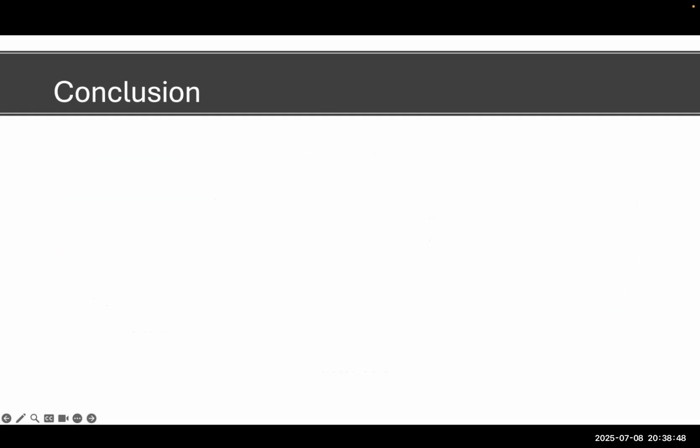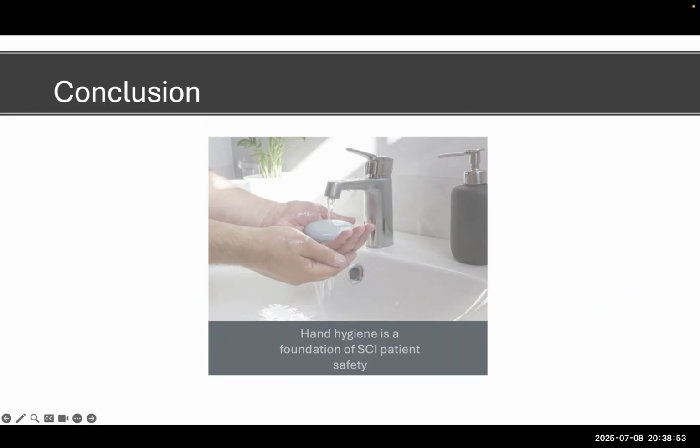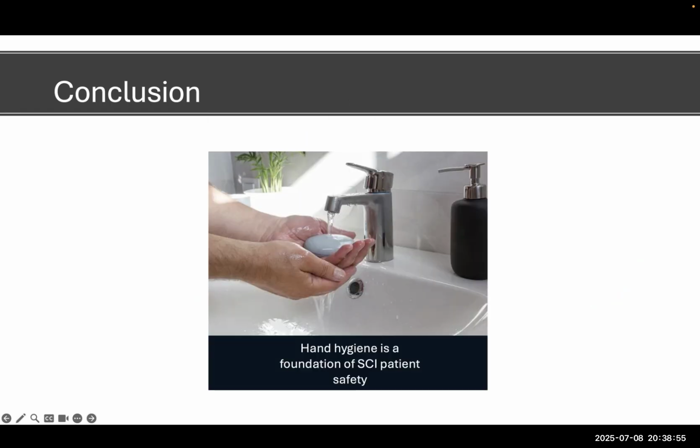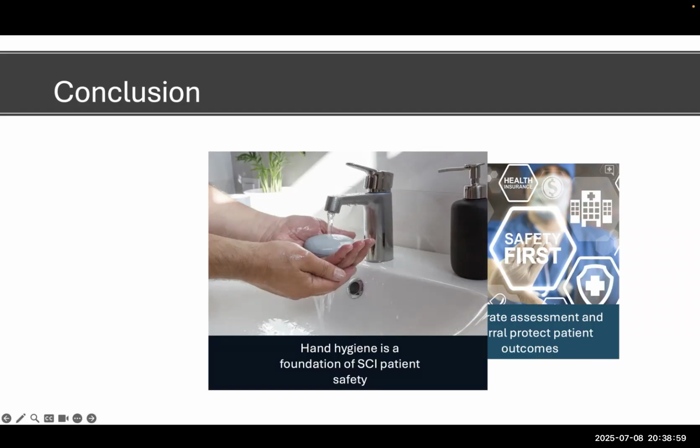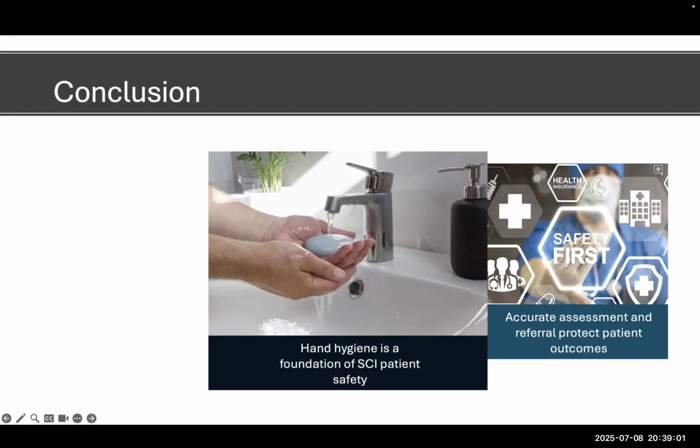So, what are our takeaways? Hand hygiene is the first and often most powerful step in preventing infection in SCI patients. Its effectiveness multiplies when paired with timely assessments, thorough documentation, and immediate escalation. Every interaction, every patient touchpoint is an opportunity to reinforce safety.